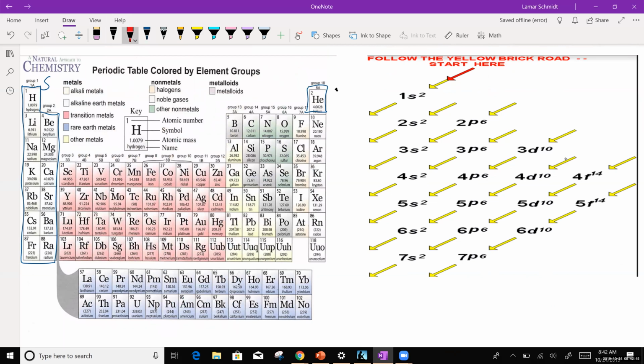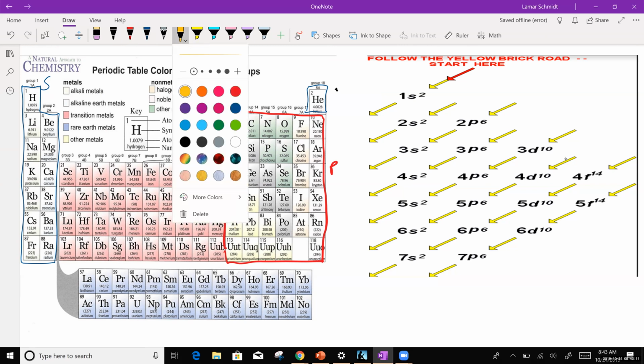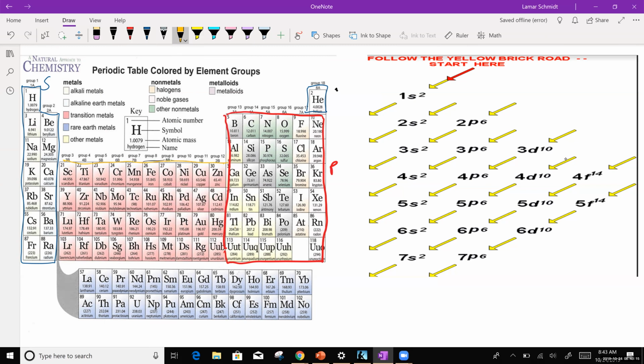If we go to this section here, outlined in red, this is our P. Then this orange section is D, and this last bottom section is F. So we have our S, P, D, and F. We should know those sections, and you can see in our yellow brick road, those are also reflected: S, P, D, and F. You can see those there, so you know we're going to be using them.